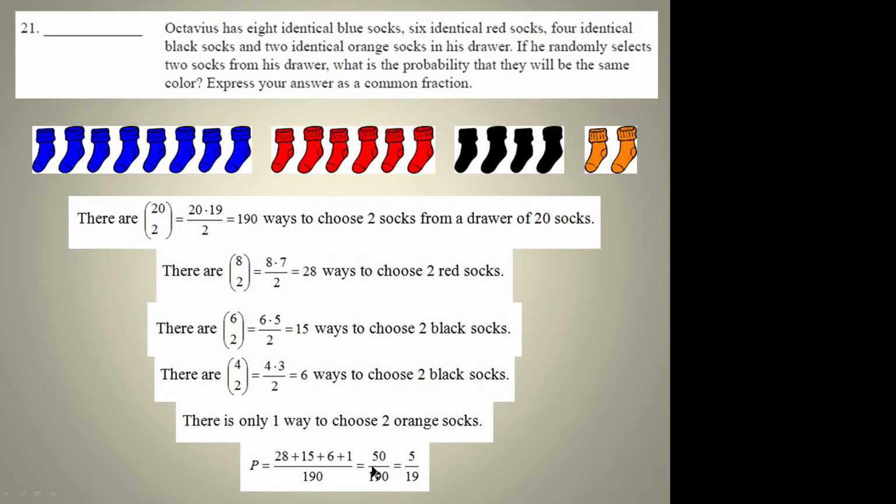And divided by the total number of ways to choose 2 socks, that will be the probability here. So you simplify it, it's 5 over 19.